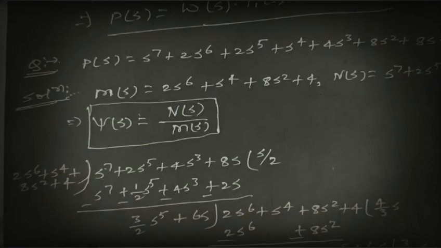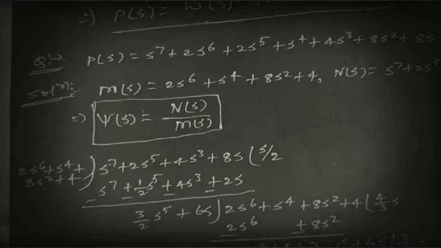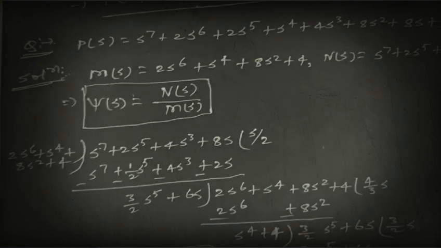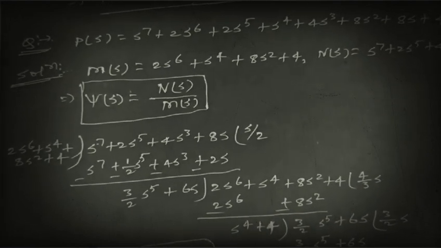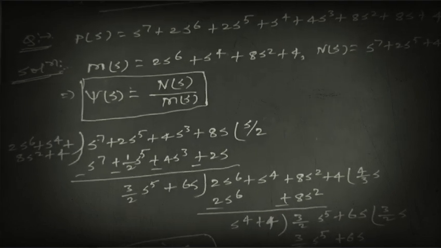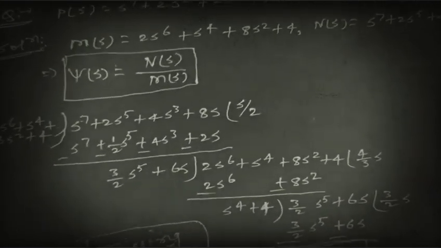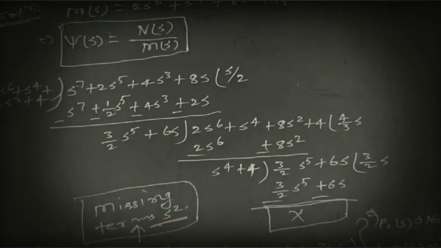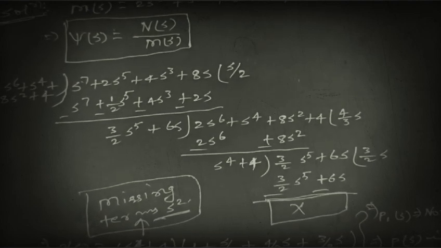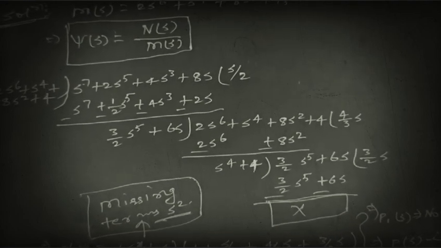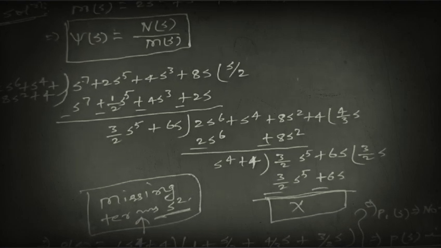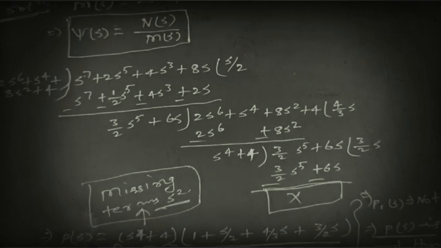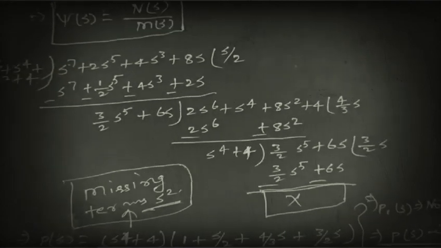So the first quotient coming is s/2 and the remainder coming is (3/2)s^5 + 6s. Now this remainder will become the divisor and 2s^6 + s^4 + 8s^2 + 4 will be the dividend. So the next quotient coming is (4/3)s. Here we are getting the remainder s^4 + 4, and next this remainder will become the divisor and (3/2)s^5 + 6s will become the dividend. So the next quotient is (3/2)s. Now we see that the remainder is coming 0.